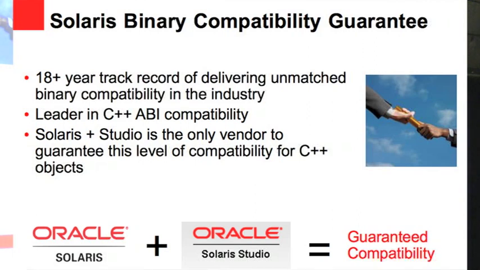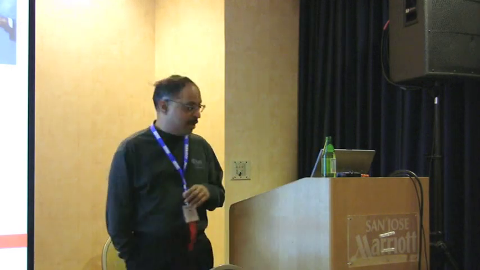So here's the other aspect of Solaris, the Solaris binary compatibility guarantee. The combination of Studio and Solaris has been careful about maintaining compatibility between various releases of Solaris as well as various releases of Studio itself, right? Among the vendors that are out there, Solaris and Sun Studio are probably the only ones that guarantee this level of compatibility. And as I mentioned earlier, this is important when applications need to be moved over from previous versions to later versions.